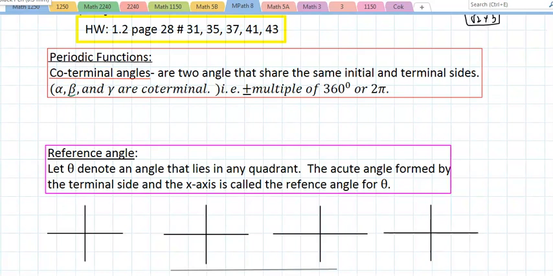Alright, we're going to continue on and wrap up 1.2 today. So we need to talk about two things. One, periodic function and reference angle. And those are nothing alike.